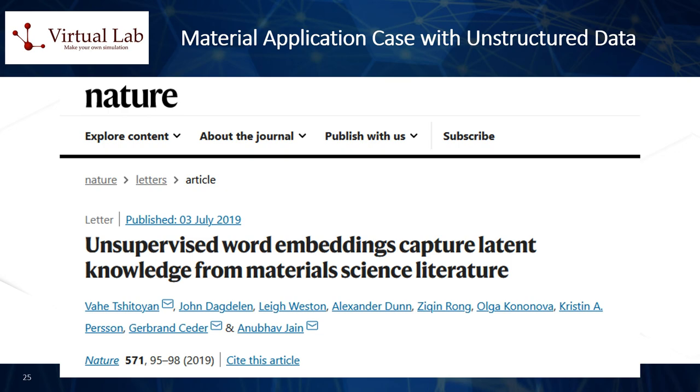The study effectively harnessed vast amounts of unstructured data and transformed it into structured data by quantifying the relationship between commonly occurring words in the literature through data handling. In doing so, it was able to yield significant results as it identified materials with vector distances closely aligned with their respective fields of application.